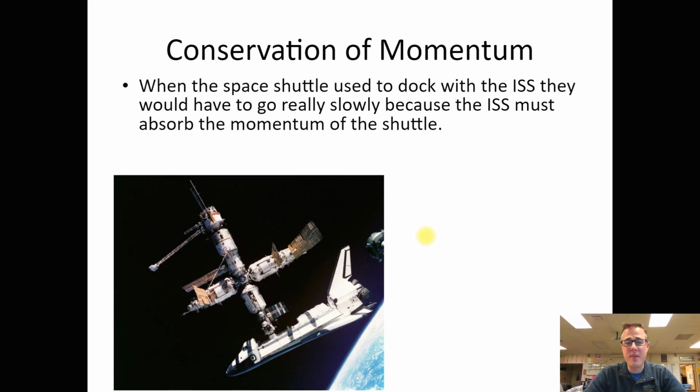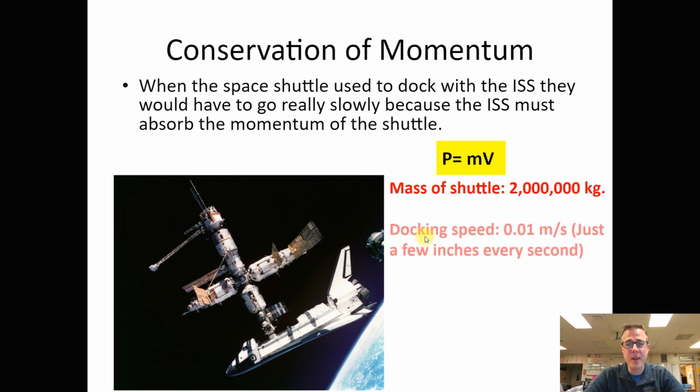But the scientists had to figure out how much momentum is going from one thing into the other so that they could build all of the parts to absorb that momentum and deal with it so it didn't rip all the pieces up. So I wanted to show you some numbers. Remember, momentum is mass times velocity, so we can pretty quickly find the momentum of objects with just those two things. I looked it up, and the mass of an empty shuttle was 2 million kilograms. Pretty big. And the docking speed, let's just say that it was 0.01 meters per second.